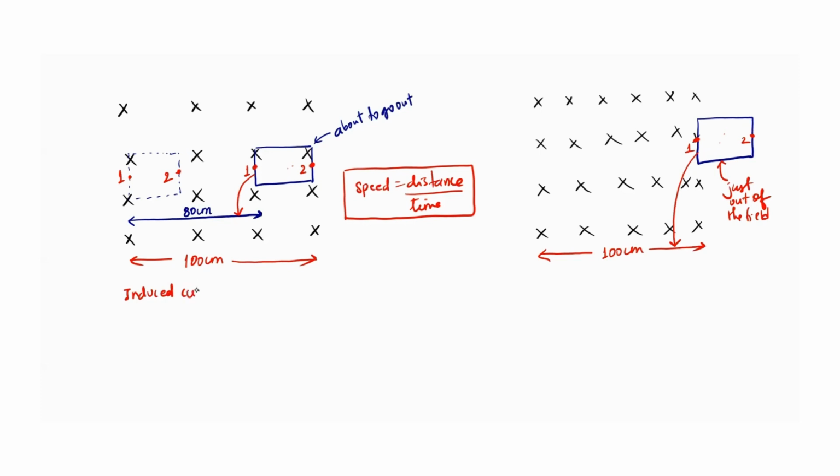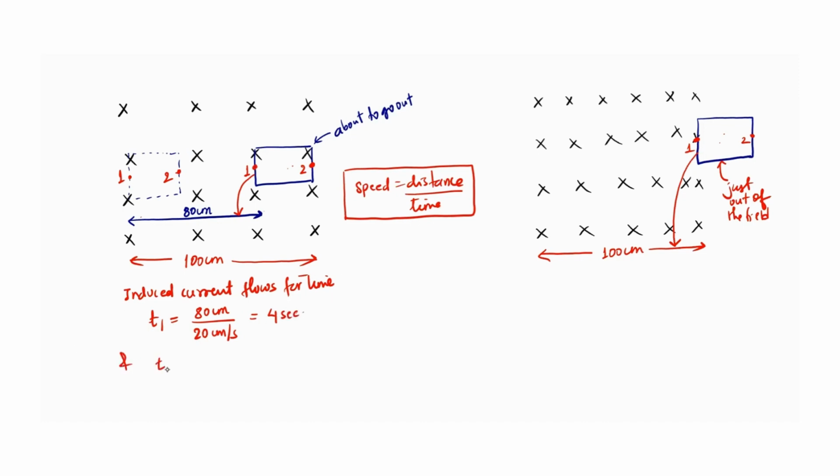Induced current flows for time T1 equals distance. Distance is 80 centimeter for this phase, 80 centimeter by 20 centimeter per second. So this gives us 4 seconds.